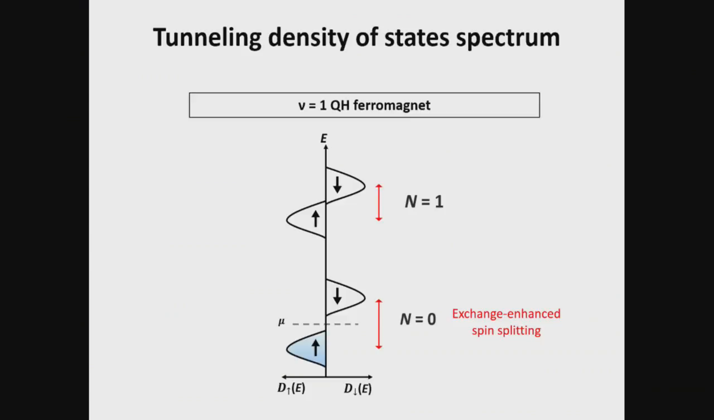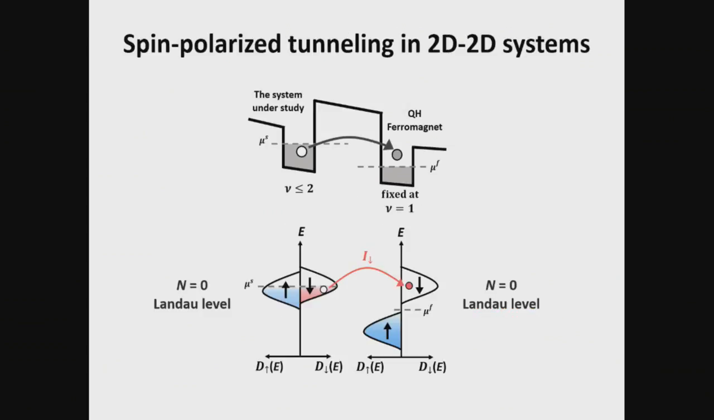So for example, at filling factor 1, there is a large spin splitting at the Fermi energy, and there is another spin splitting at high energy in the next Landau level. In this case, the system is fully spin polarized in the limit of zero Zeeman energy. Our experimental approach to resolve the spin in tunneling is very simple.